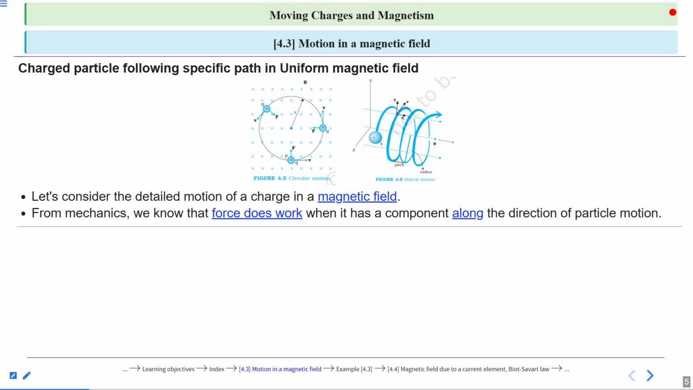From mechanics, we know that force does work when it has a component along the direction of particle motion. Because what is work done? Equal to F dot d, the dot product of force and displacement. If there is a component of force along the displacement, then there will be work done. If there is no component of force along the displacement, then the work done is zero.